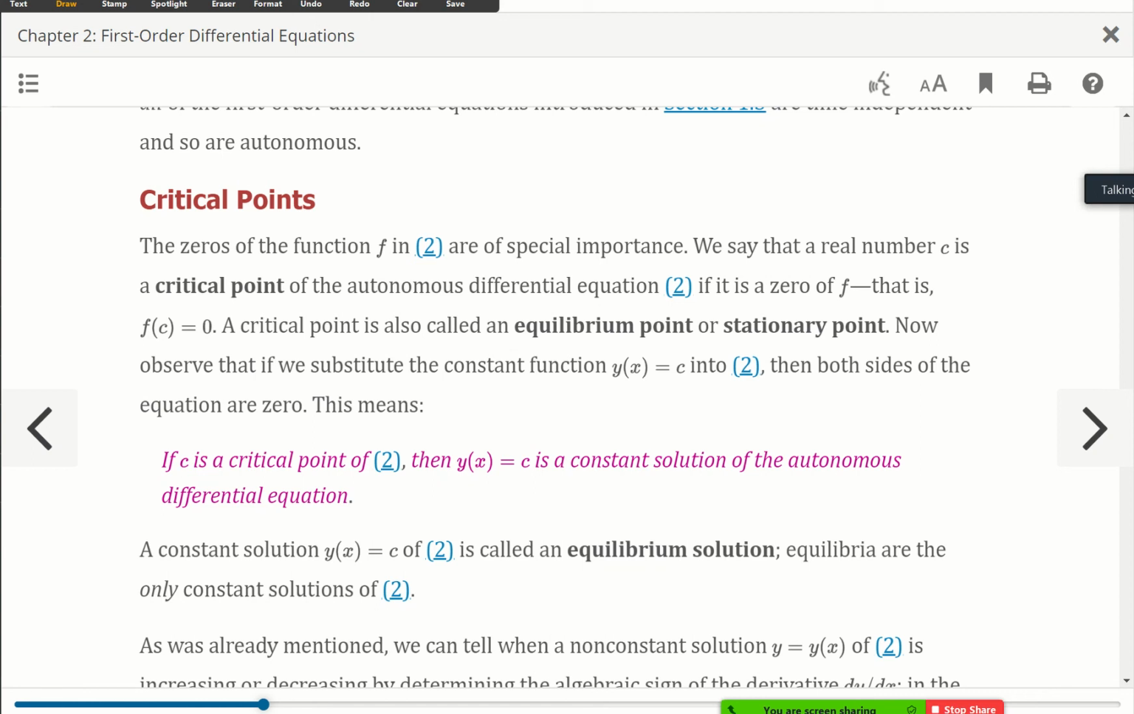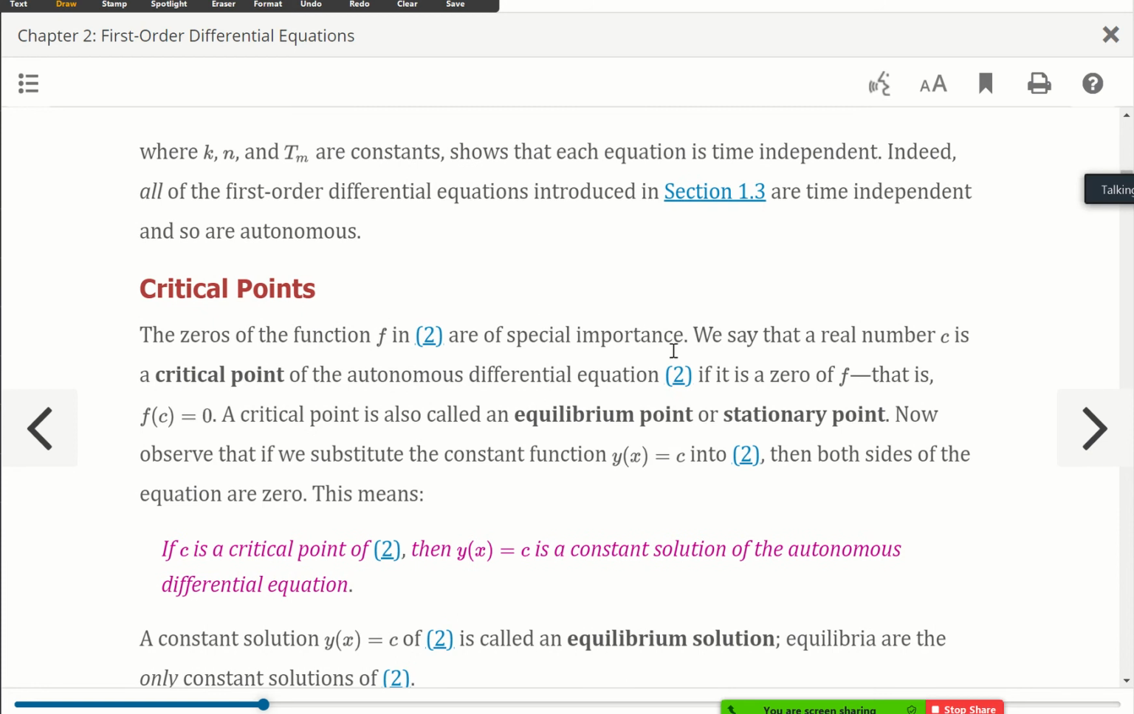Still sticking with section 2.1, the next thing we're going to examine is what's called critical points of autonomous differential equations. The zeros of this function f are of special importance. We say that a real number c is a critical point of the autonomous differential equation if it makes the function f equal to 0. In other words, if you substitute c and f of c gives a 0, then it's what we call a critical point. A critical point is also called an equilibrium point or a stationary point.